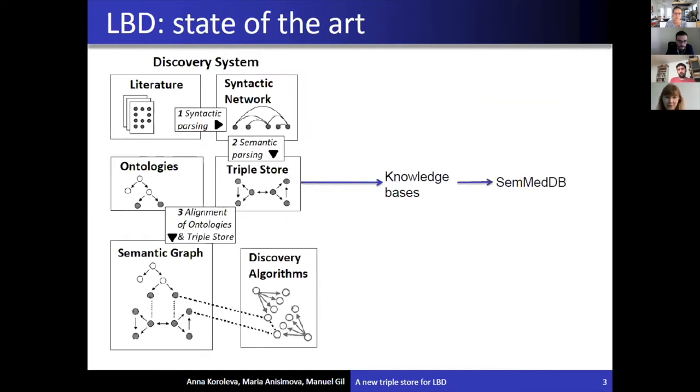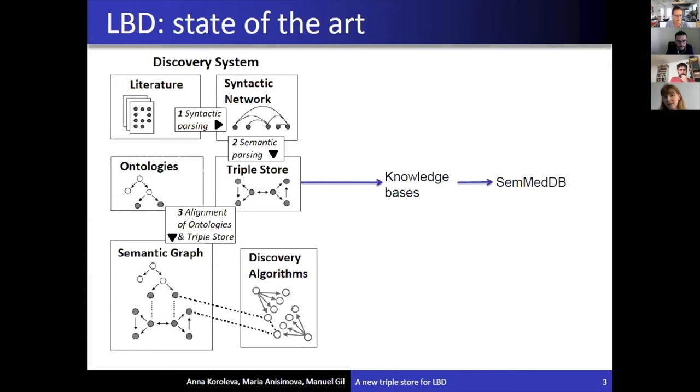But of course, if this is done manually, it still takes lots of time and effort. So nowadays, there are lots of automated systems that try to perform literature-based discovery. And I want to describe how a typical LBD system looks. So usually it starts, of course, from the literature, performs some syntactic parsing to represent each sentence as a tree. After that, a semantic parsing is performed to produce some kind of triples.